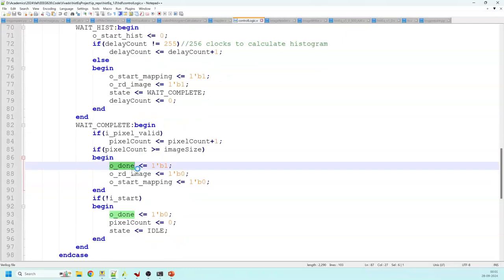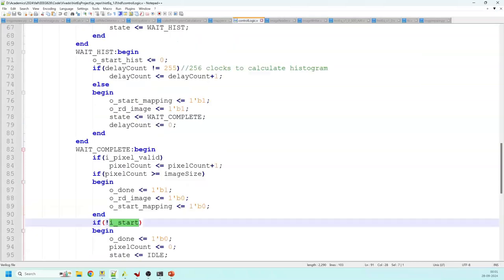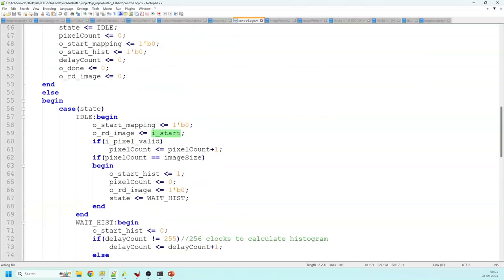and this done will go to a register we will see later, which basically shows that the image processing is over. It will wait for the start signal to become low before going back to idle state. Again, the start signal will be coming from a register. It waits for that signal to go low before going to idle, because if it goes to idle state without making sure the signal is low, it will restart the entire operation again from the beginning.